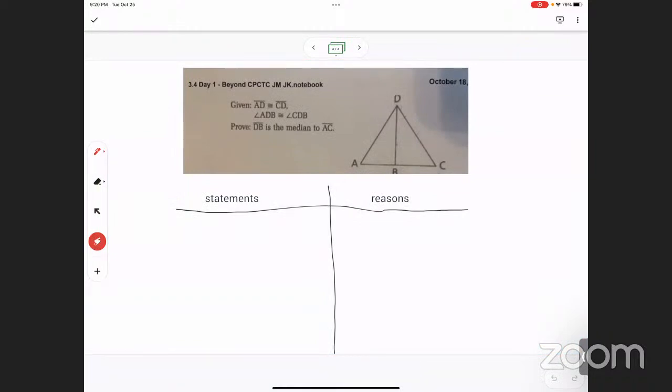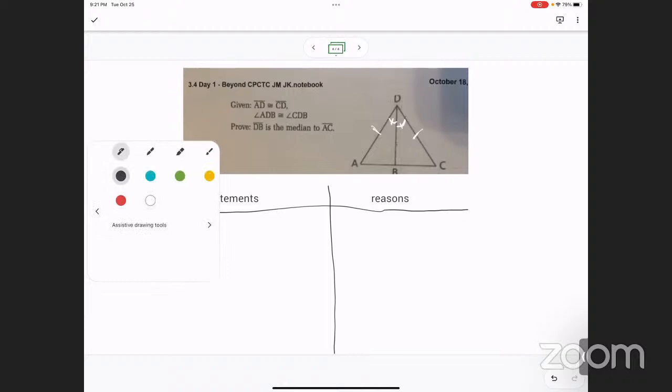Beyond the CPCTC, okay. Given AD and CD are congruent to each other, and ADB, this angle, is congruent to CDB, this angle. They want you to prove that DB is the median to AC. Okay. So do you see the plan of attack for this one? Kind of.